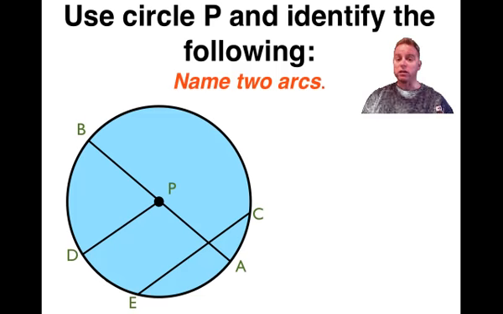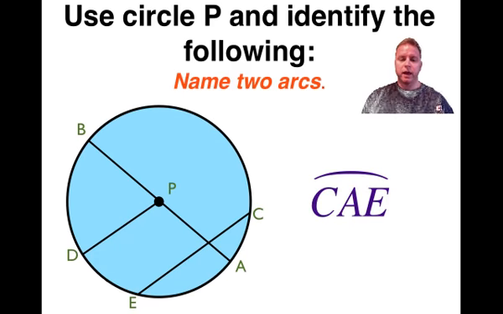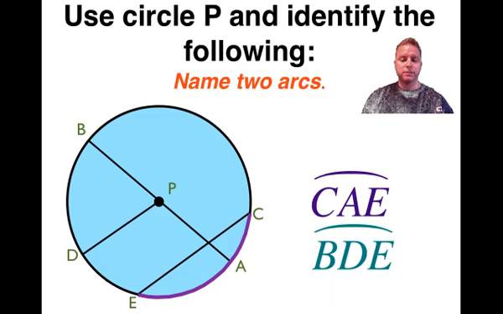Next, we need 2 arcs. And remember, there's a bunch of possibilities here. I came up with CAE. Another possibility is BDE. But again, there's all kinds of possibilities for arcs, so you might have something a little different.